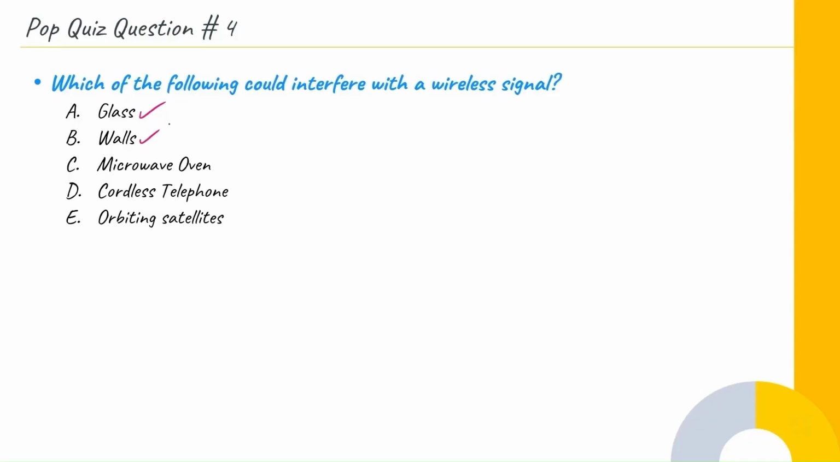Walls, any kind of a wall, drywall with studs, bricks, any kind of masonry, stucco, all that kind of stuff could interfere. Microwave ovens, remember, a lot of times those are on the same frequency as your 2.4 gigahertz range, so is a cordless telephone. So all of these things up above here are orbiting satellites. I'm not quite so sure that would have anything to do with this, so we'll go with the top 4 options there, A, B, C, and D.